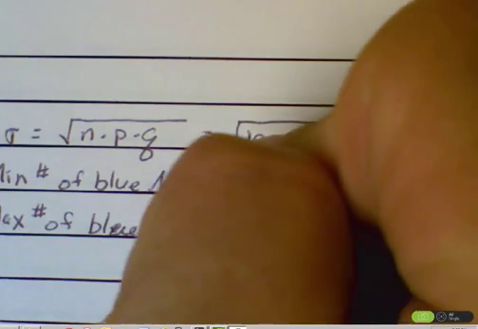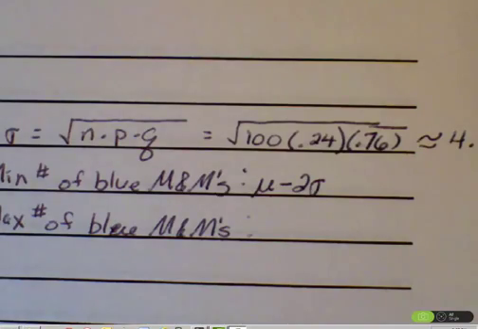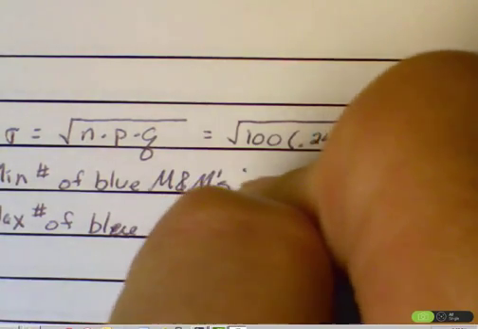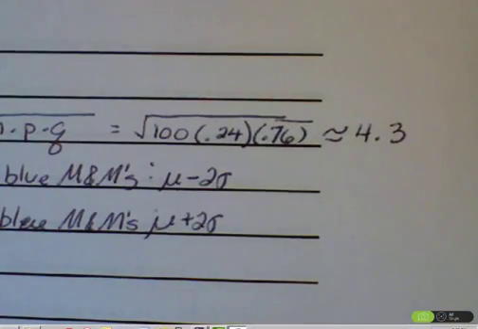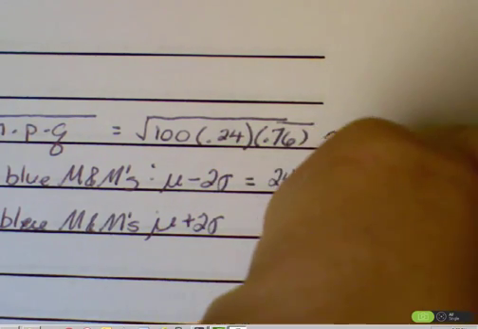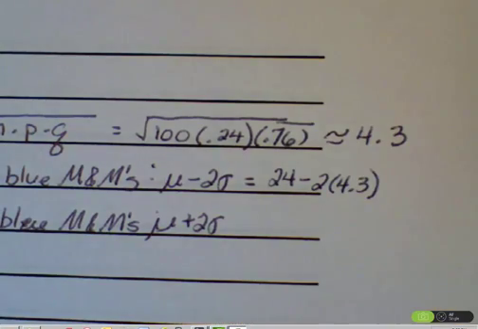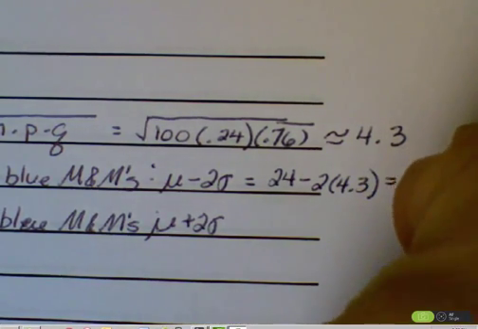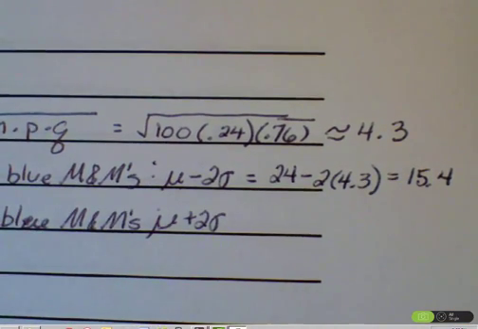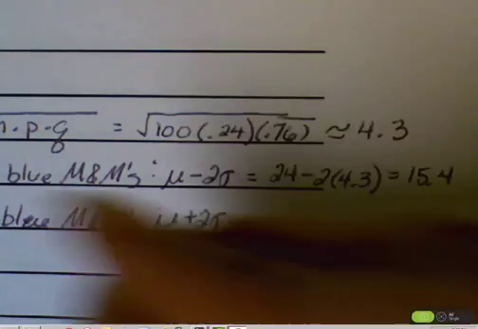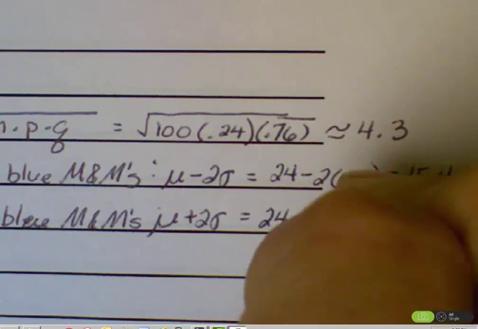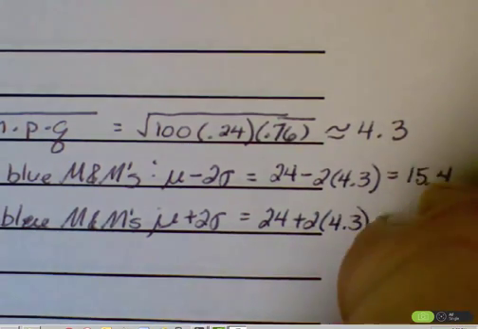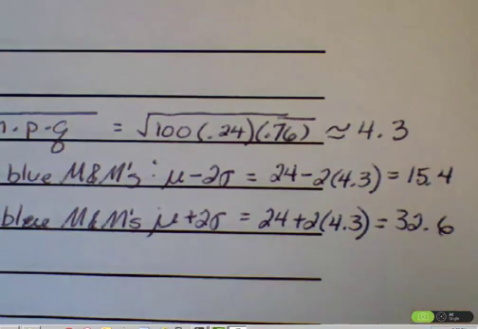Remember that the minimum is the mean minus 2 standard deviations, and the max is the mean plus 2 standard deviations. So for this problem, the minimum number of blue M&Ms would be 24 minus 2 times 4.3. That's 15.4. And the maximum usual number of blue M&Ms would be 24 plus 2 standard deviations, or 32.6.